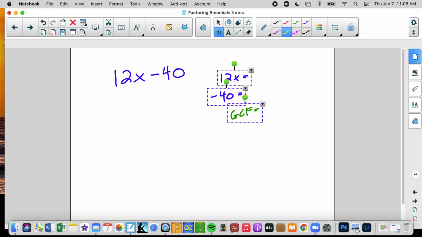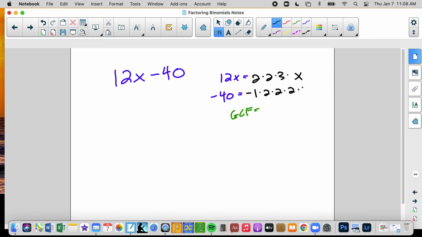Here's our next one, where one of our terms is negative this time. So that's a little bit different, but we're still going to go through the same process. We just have to respect that that negative is attached to the 40. So the prime factorization of 12x is 2 times 2 times 3 times x, negative 40. And the way we represent that negative is we give it a negative 1. And then we take the prime factorization of 40, which is 2 times 2 times 2 times 5, I think it is.